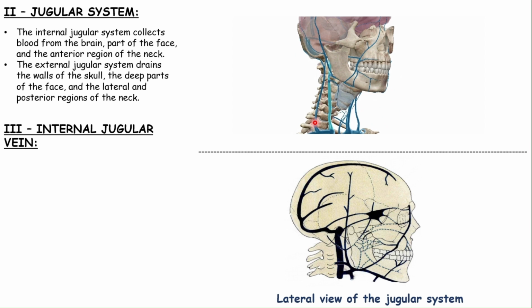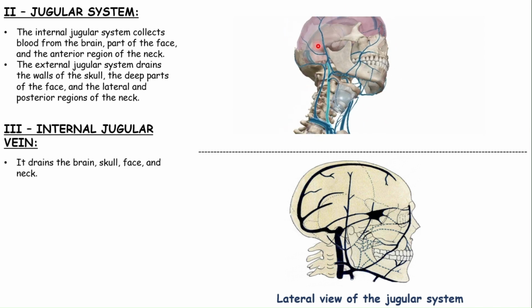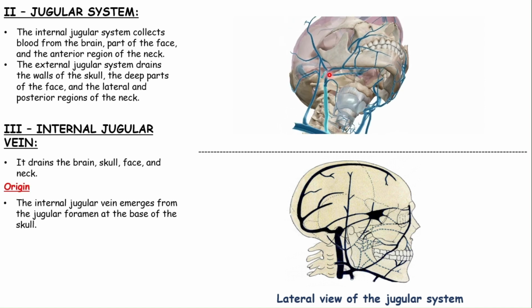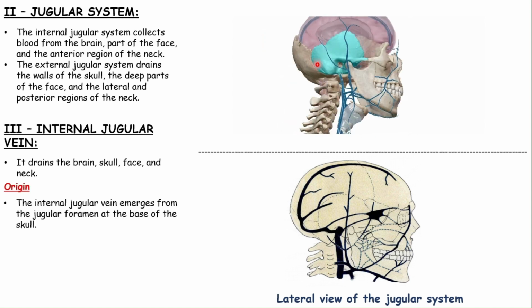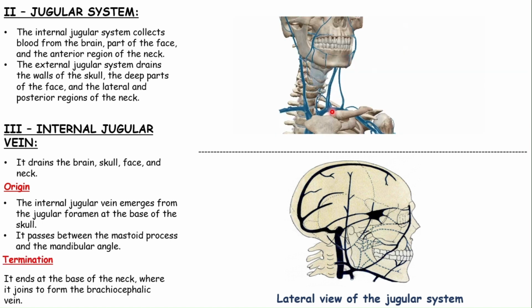The internal jugular vein drains the brain, skull, face, and neck. The internal jugular vein emerges from the jugular foramen at the base of the skull. It passes between the mastoid process and the mandibular angle. It ends at the base of the neck, where it joins to form the brachiocephalic vein.